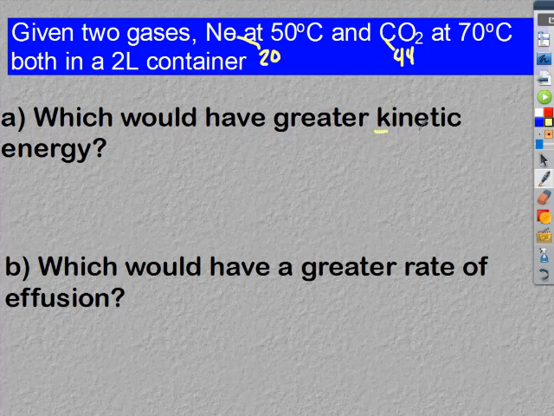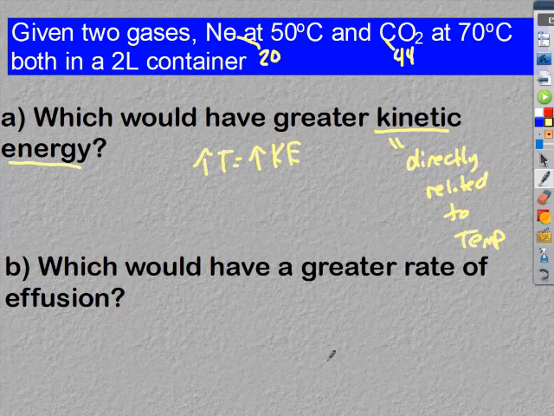So for the first one, it says kinetic energy. Kinetic energy is directly related to temperature. The higher the temp, the higher the kinetic energy. So since CO2 is at a higher temp, it must be the one with the greater kinetic energy. Make sure you make note, if you missed it, that it was at the higher temperature.